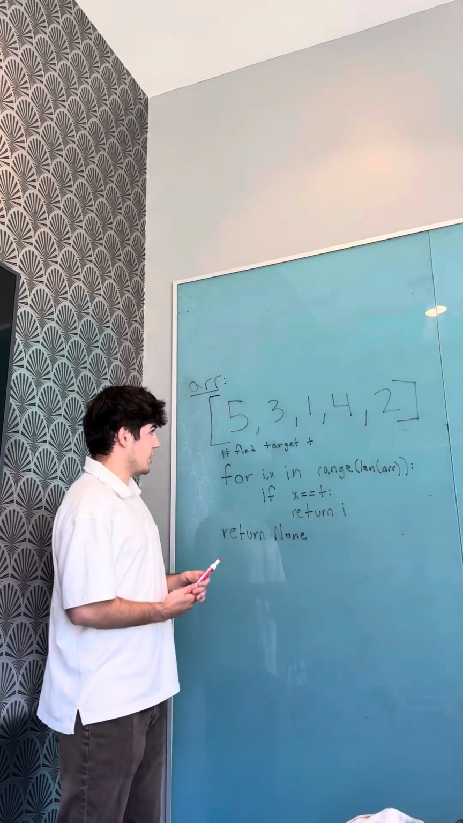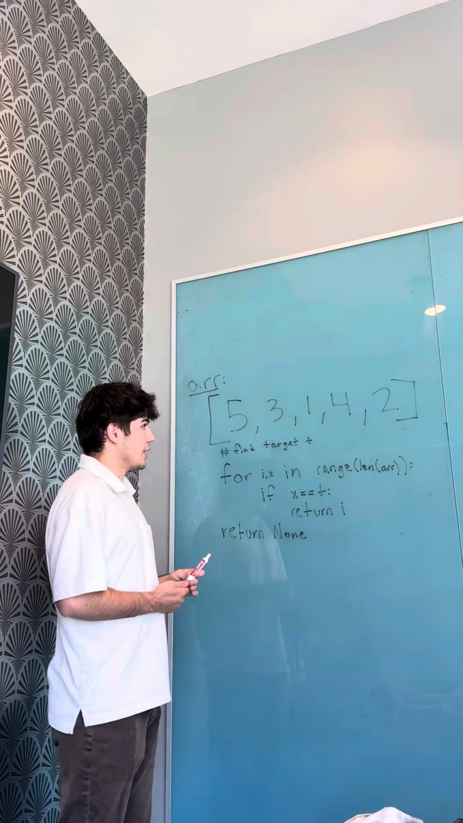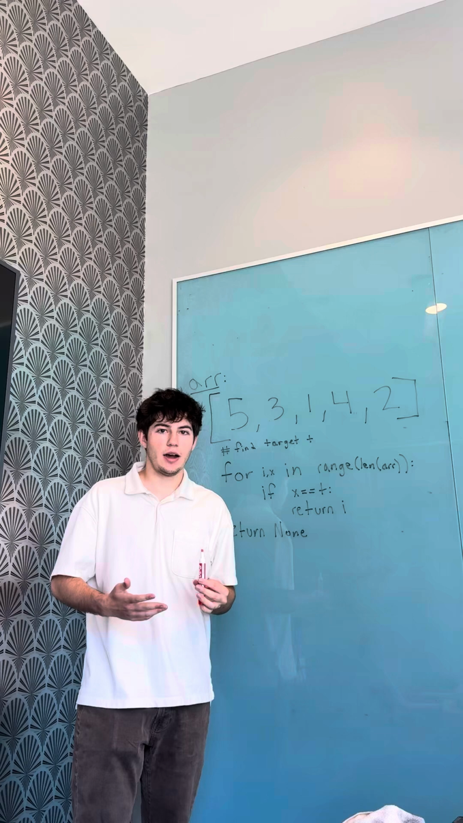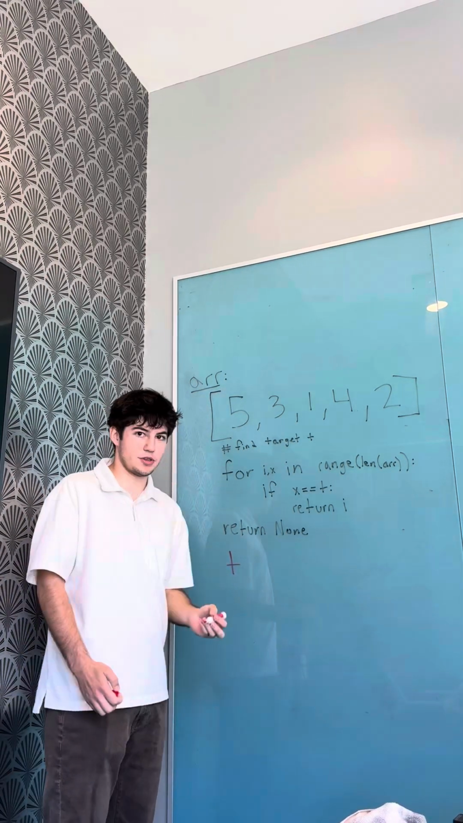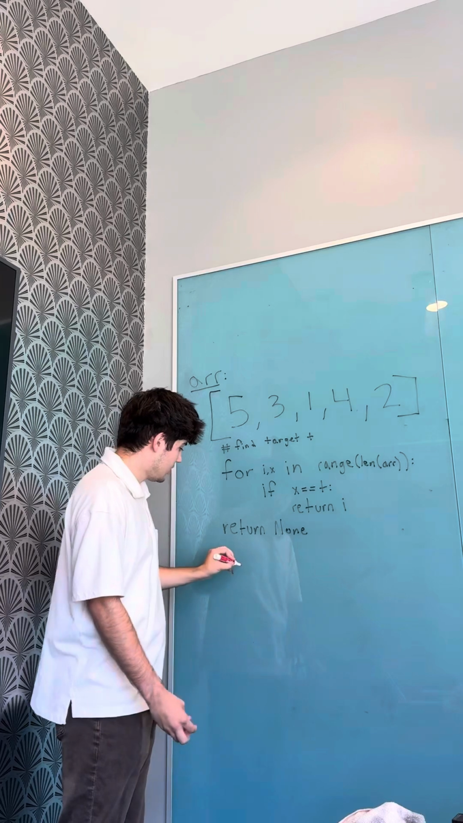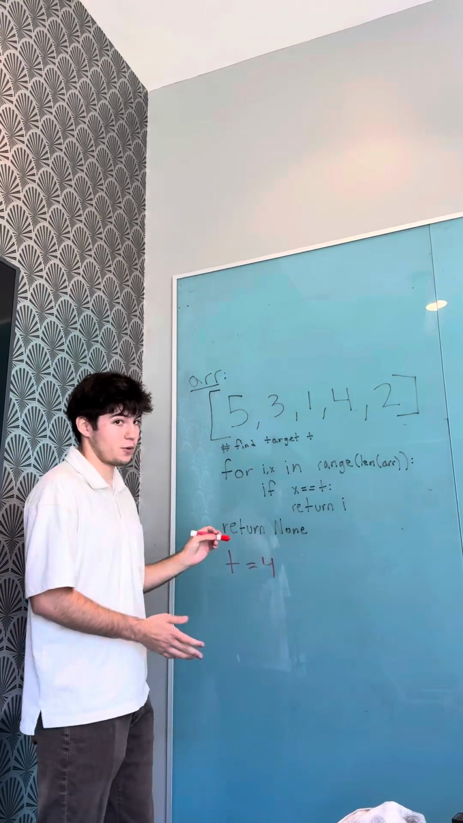So this is our example. We have an array called R, and it has these integer values. Our problem is that we want to find a certain value. The variable t represents our target value that we're looking for. We'll say t equals 4. We're looking for the value 4 in this array.